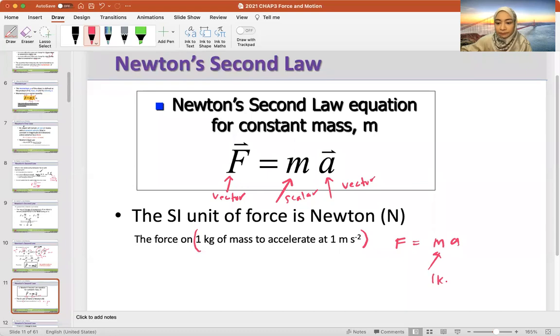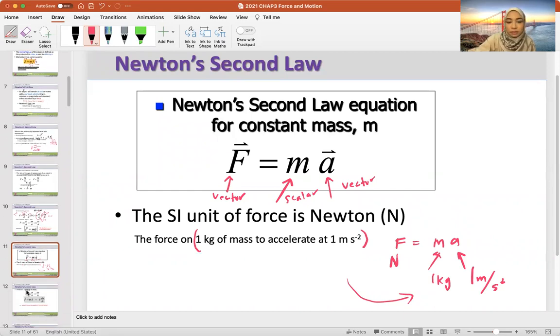So m is 1 kg. Acceleration is 1 meter per second squared. It is to accelerate 1 kilogram of mass at 1 meter per second squared. Okay, that is your Newton. Newton is defined by the force to accelerate 1 kilogram of mass by 1 meter per second squared. Okay, if you're not sure where this comes from, it comes from the equation, just derive it.